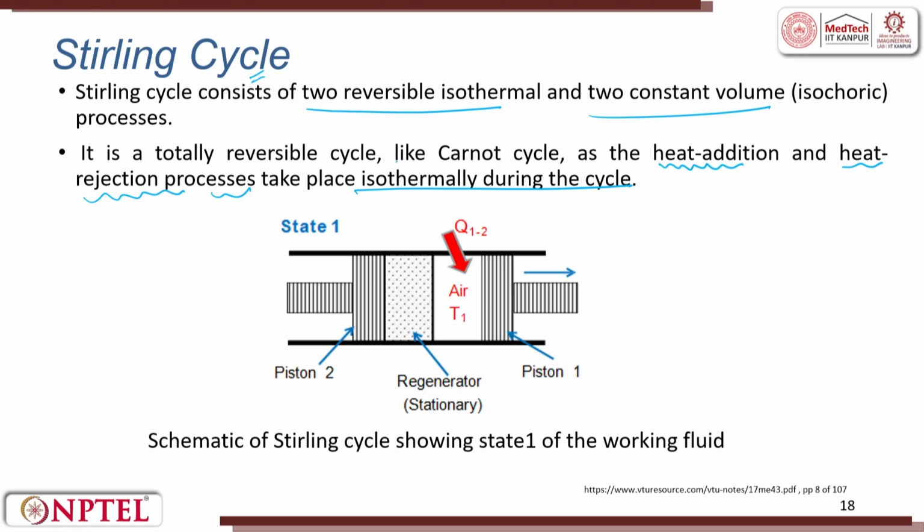Say for example, you have a piston, right? You have a cylinder with an open end. So, you have two pistons, these pistons move. Here you have air at a temperature T1, then you have a stationary regenerator, and then you will have pistons P1 and P2. So, this moves this side.